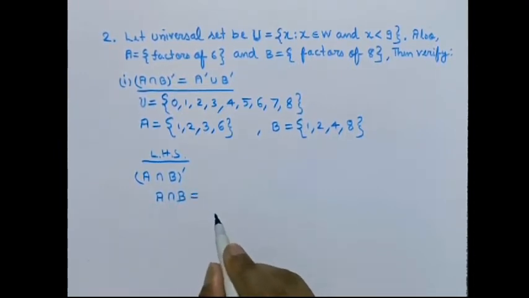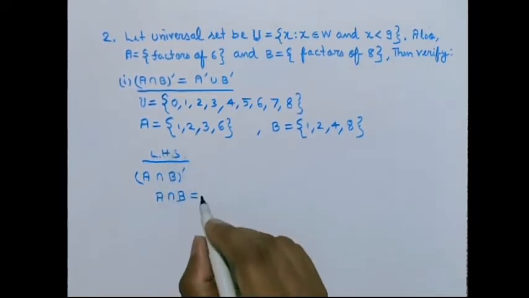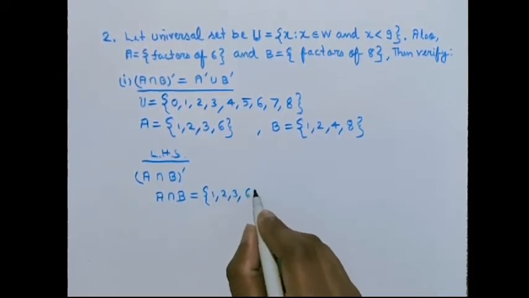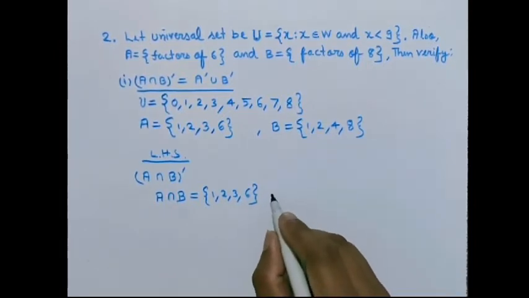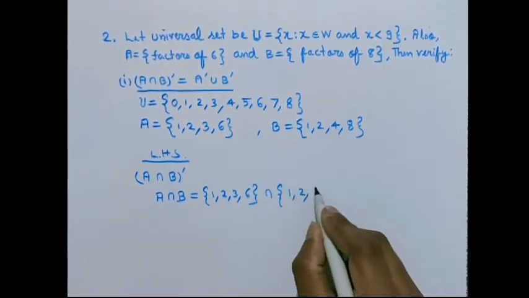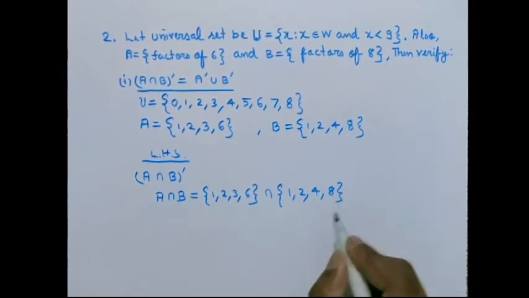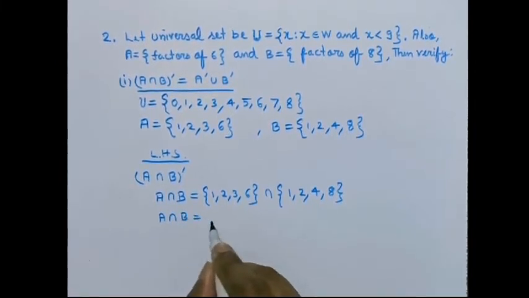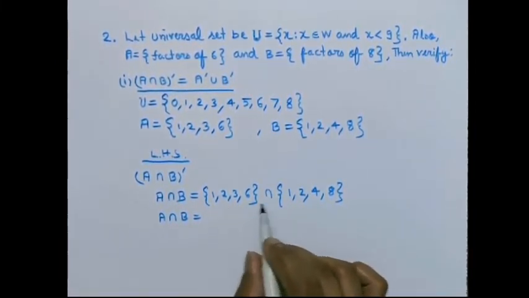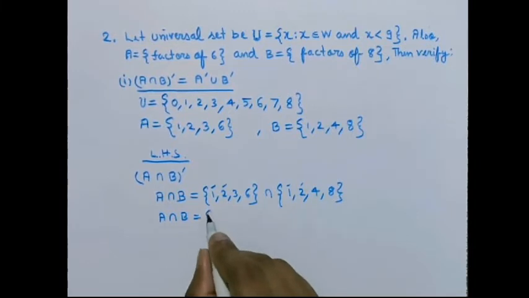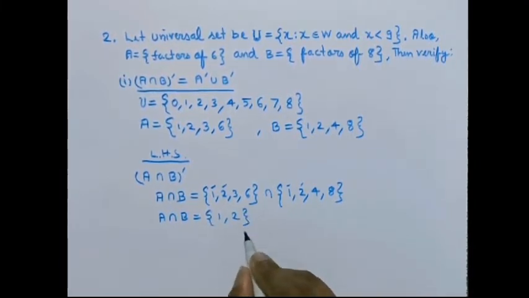is equal to, what are the elements of A? 1, 2, 3, 6. And what are the elements of B? 1, 2, 4, and 8. So intersection, A intersection B, means the elements which are common in both the sets. So here we have 1 common, then 2 is also common, and no other element. So we can say 1 and 2 are the elements of A intersection B.